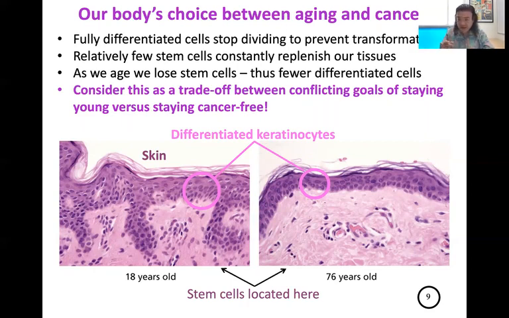Again, this has to do with the fact that Mother Nature never really intended us to live that long. Mother Nature designed us to have a robust system of regenerating our tissues for the first few decades, maybe up until age 40. And then anything beyond 40 is like going beyond your warranty. So fully differentiated cells stop dividing. We're designed that way to prevent transformation from taking place. And we have relatively few stem cells compared to the number of differentiated cells that constantly must replenish our tissues.